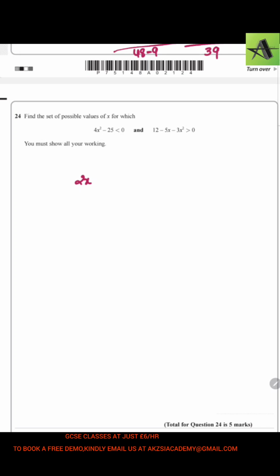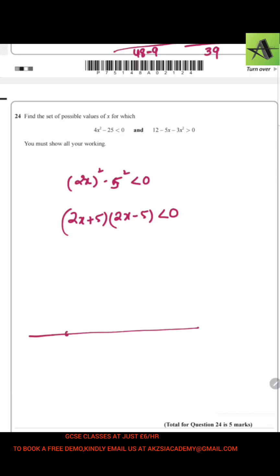This can be written as (2x)² − 5² < 0, or the factors are going to be (2x + 5)(2x − 5) < 0. Now, whenever we solve quadratic inequalities, we should find the two roots. If I replace this inequality sign with an equals sign, I'll get the roots of the equation, the values of x1 and x2.